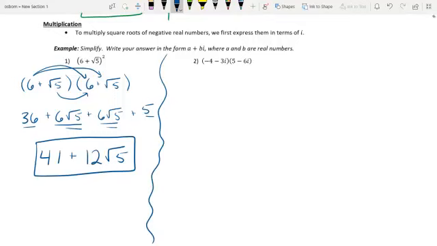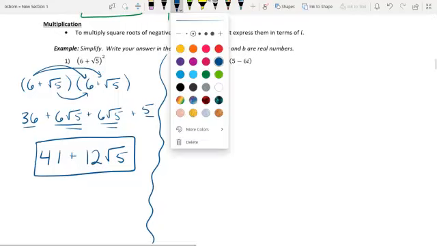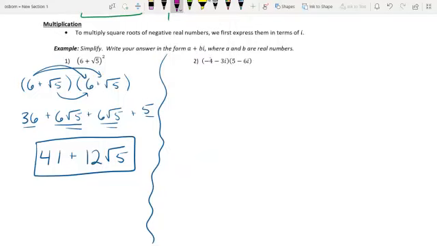Now this is different than the next problem where we're given two binomials, both with imaginary parts to them. Alright, so when I work through this problem, once again, I'm going to FOIL. So I'm going to take that negative 4 and I'm going to multiply it by 5. That gives me negative 20. Negative 4 times negative 6i gives me a positive 24i.